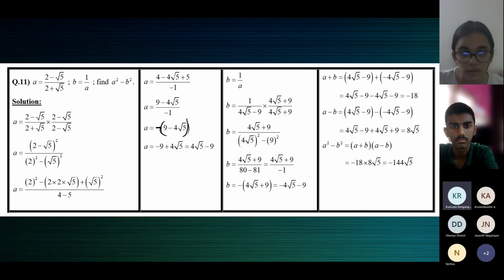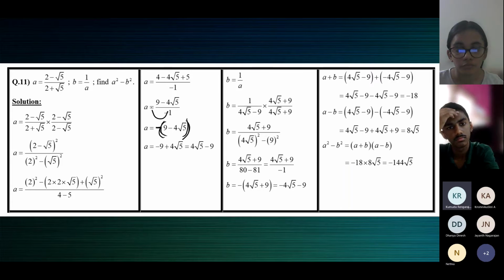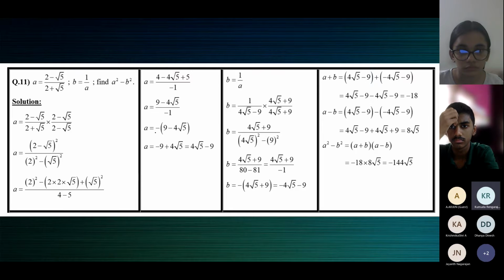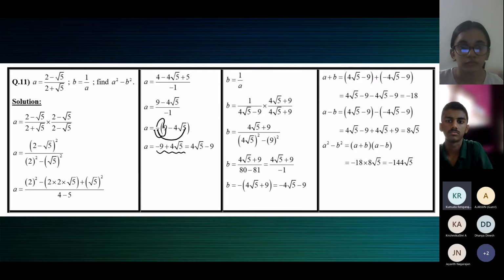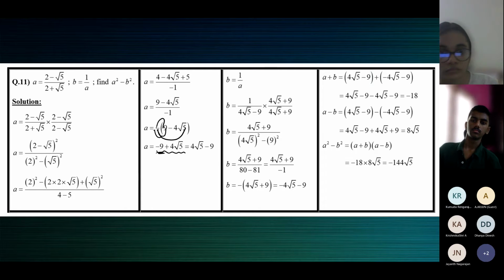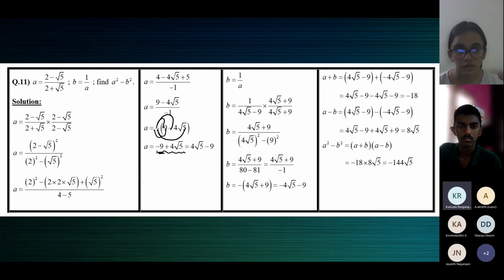Yes, ma'am. 9 minus 4 root 5 in a bracket, and take this minus sign up to the numerator. Then what happens? You'll have to open the bracket. It will become minus 9 plus 4 root 5, because minus into minus, minus into plus. This is minus into plus, minus 9. Minus into minus, plus 4 root 5.